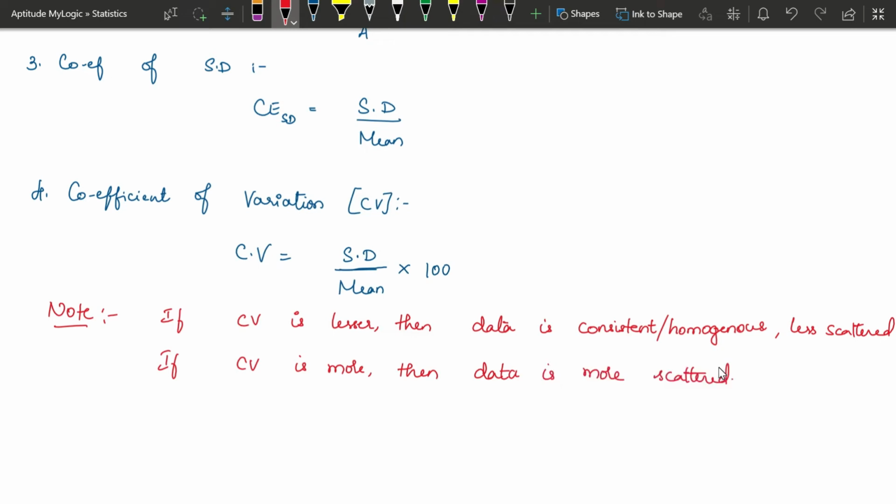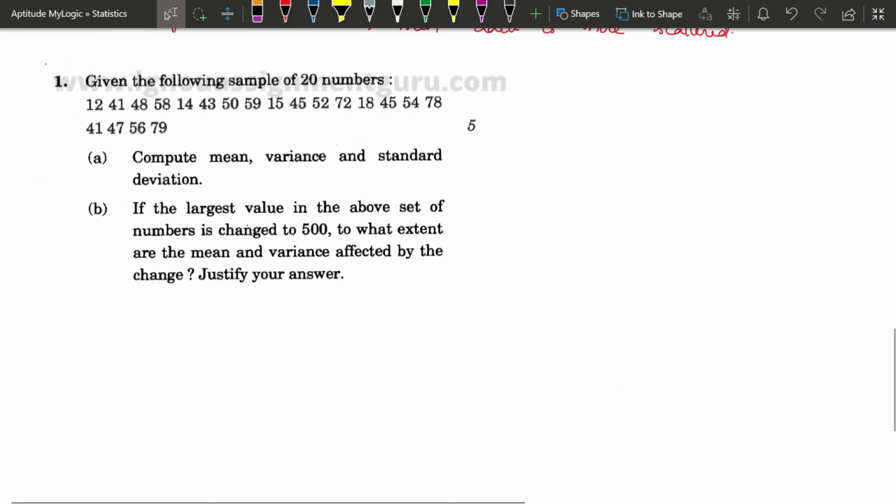Now let us see how to solve questions on these topics. I've taken a question from one of the previous year's question papers of IGNOU BCA, Statistical Techniques. So here we have 20 numbers, and we are supposed to find mean, variance and standard deviation for these 20 numbers. And if the largest value in the above set of numbers is changed to 500, to what extent do mean and variance get affected? So this is what we are supposed to find here. Now you can see this is ungrouped data. So for ungrouped data, let us solve the first question.